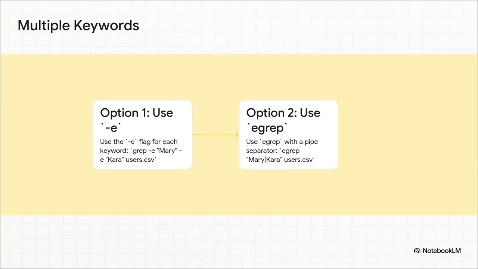So, do you need to find lines that have either Mary or Kara? You've got two great ways to do this. You can use the -e flag for each word you're looking for. Or you can use a slightly different command, egrep, and combine your keywords with a pipe symbol. It does the exact same thing, but it can be a lot cleaner to read if you have a bunch of keywords.